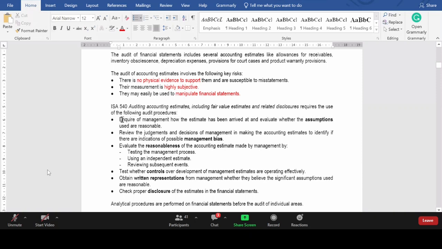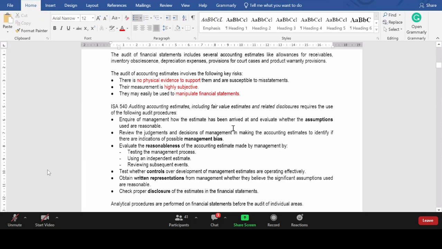Now, when you're writing these audit tests, you must be very precise and concise. You don't beat around the bush. You're not saying any I, we here. Just say inquire. You get it? So this is an inquiry. Then review, whenever you see review, that's an inspection. So there are documents you're going to inspect here.